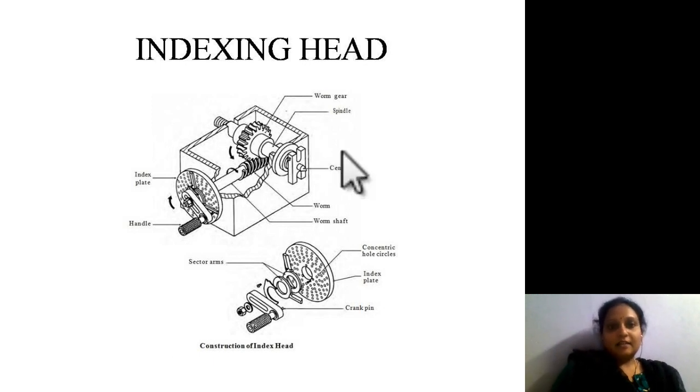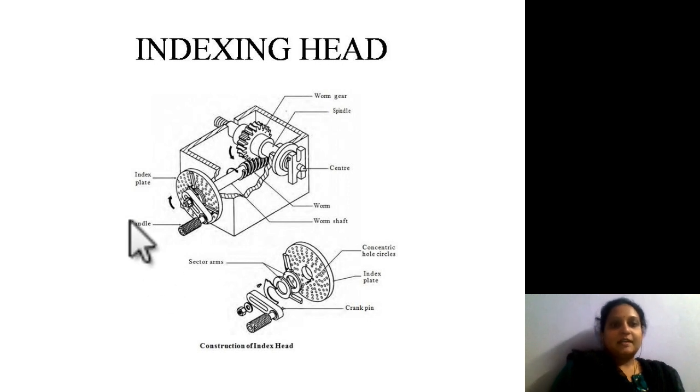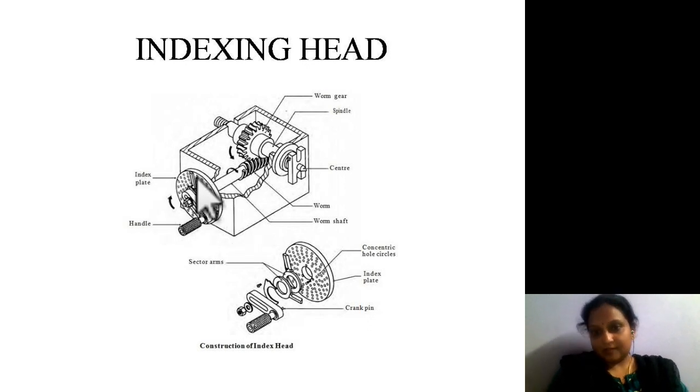Now let us look at the indexing head, the head which is used while performing the machining operations. This is the handle, and behind this you will have a crank pin, which can be seen in detail here in the second view. So here will be the crank pin. This is the indexing plate, and the indexing plate will have a number of holes. The number of holes on the indexing plate decides its specification; based upon the number of holes, we name the type of indexing plate that we are using.